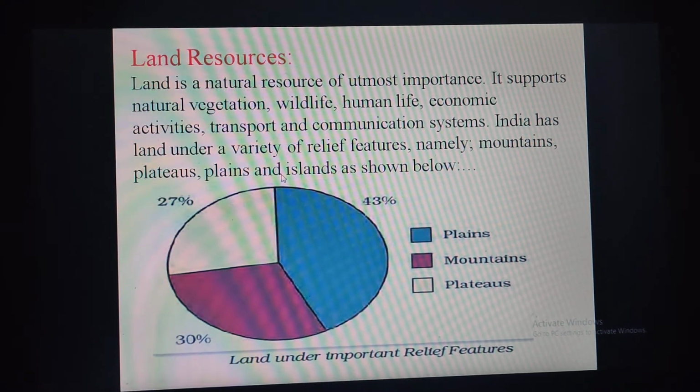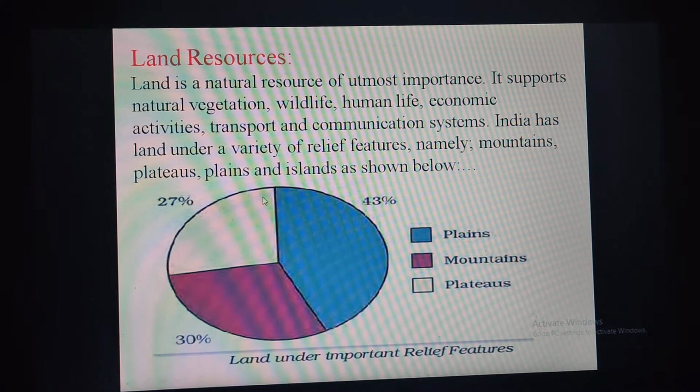You are getting my point. Land is the one thing on which the whole world depends: natural vegetation, trees, forests, wildlife, animals, humans, our day-to-day economic activities, transport and communication systems. All this is dependent on this land resource.